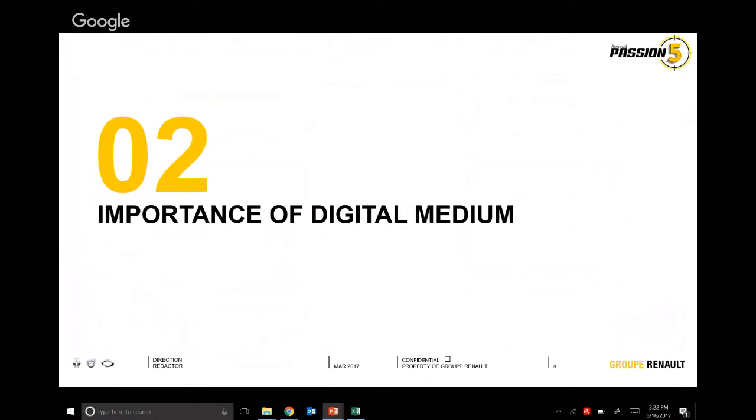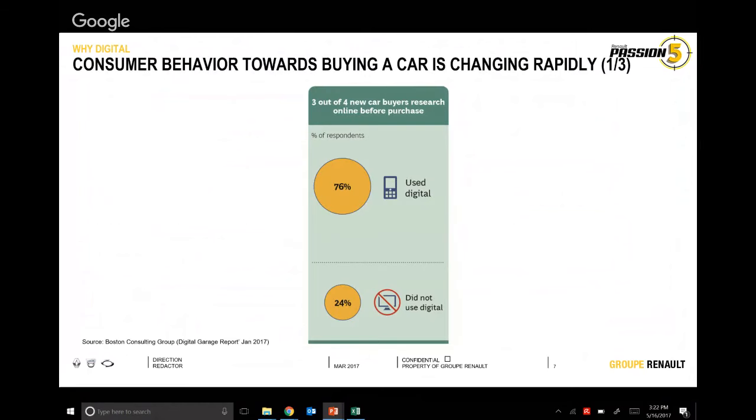Now, we would like to highlight the importance of the digital medium: why we are focusing so much on digital leads, why we are asking you to make different digital teams specifically working on digital leads, and why Renault is investing so much time in highlighting these things to you. This is a real-time study that we have done with one of the leading consulting groups, Boston Consulting Group, BCG. These are some figures that will help you understand the impact of digital in the auto sector right now.